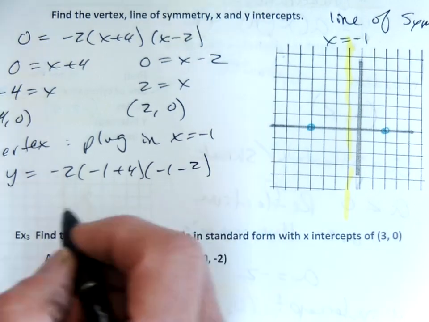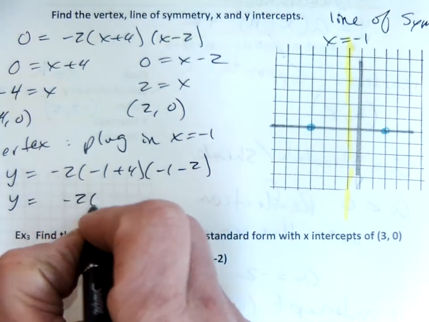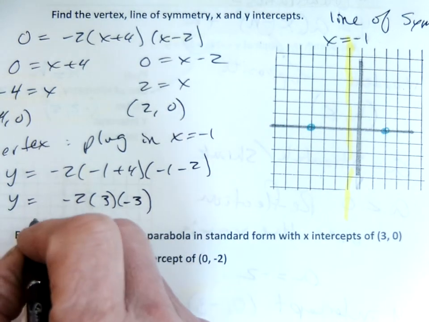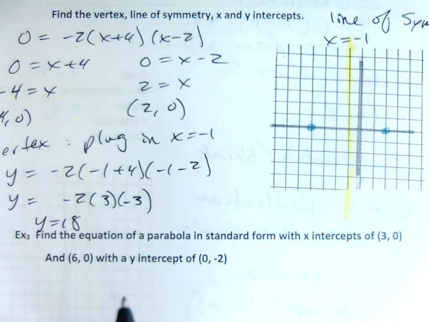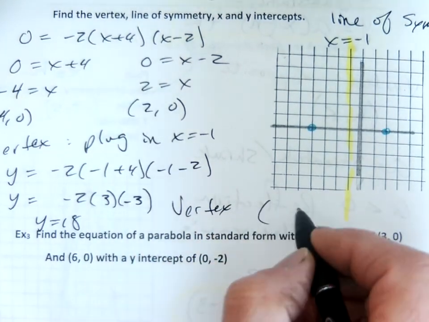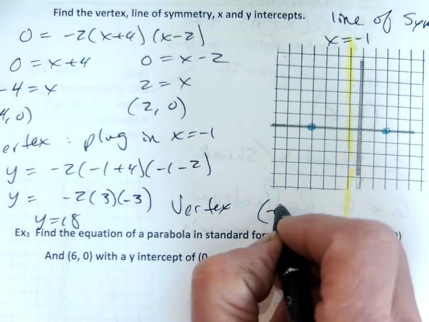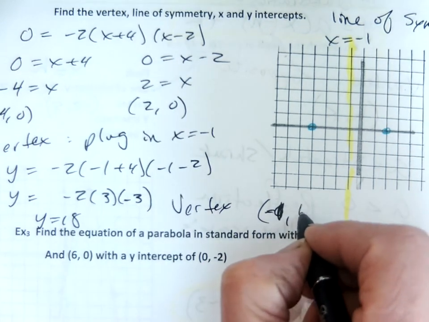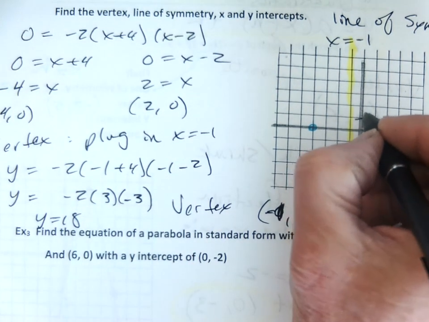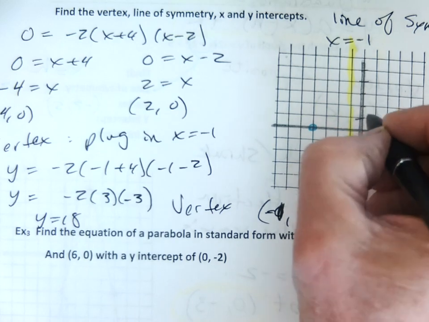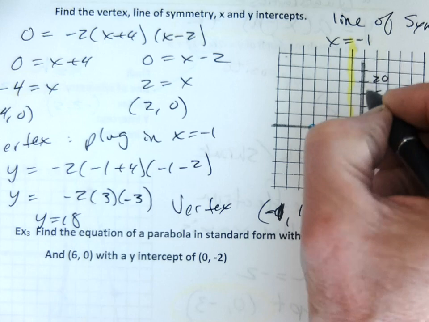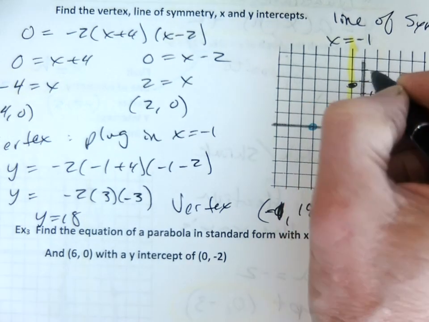So I'm going to have y equals negative 2 times 3 times negative 3, which is a negative 8... positive 18. So my vertex is at, nope, negative 1, my bad, negative 1, 18. All right, way up there. I'm going to have to go by 2s or something, aren't I? 6, 8, 10. Nope, I'm going to have to go maybe by 5s. 5, 10, 15, 20. So it's about there, okay?